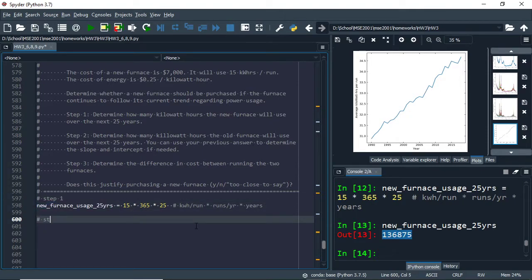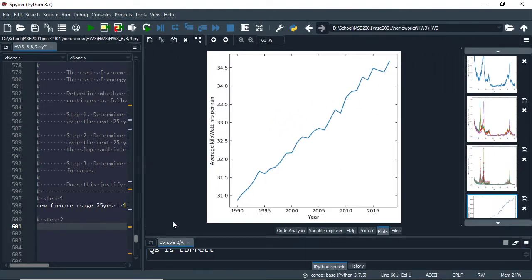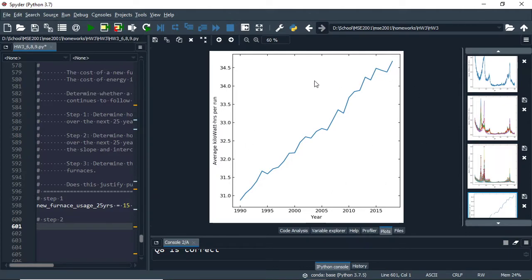So for step 2, what's the old furnace going to run at? Well, we can go ahead and look at the results from problem Q8, and we'll see this little slope here. What this represented was the change in performance from 1990 to 2018. So if we go for the next 25 years, we're going to go from 2019 to 2039 or whatever.